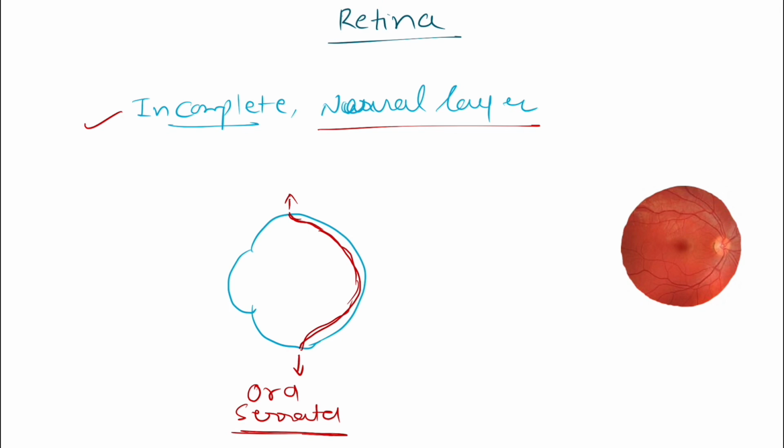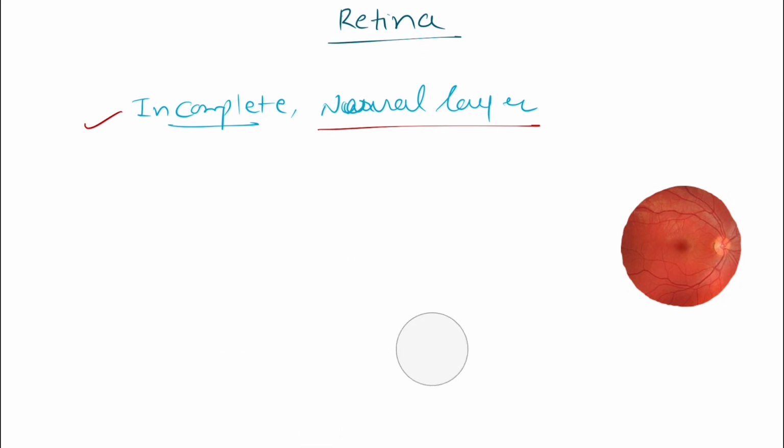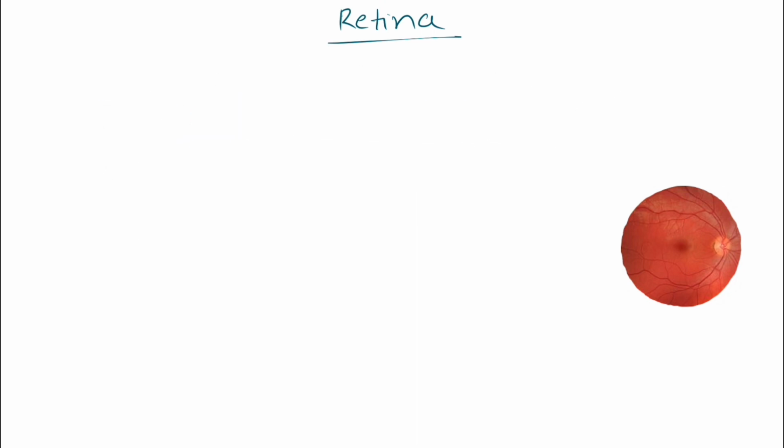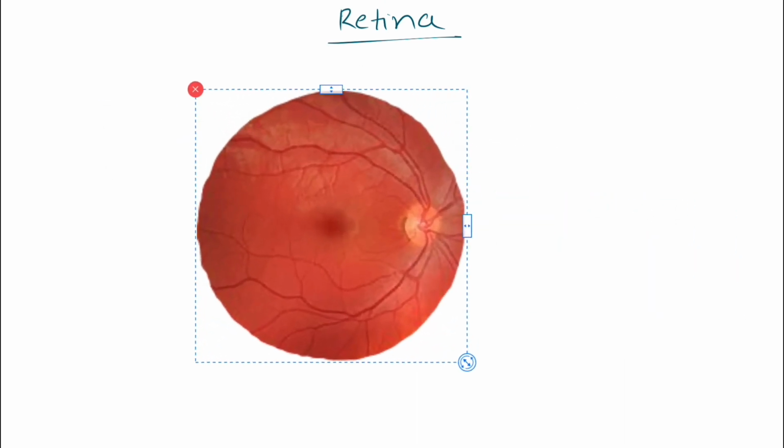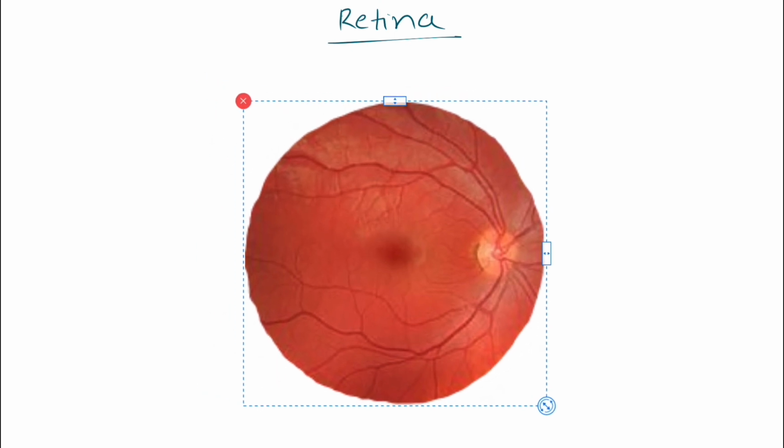Okay, let's talk about the parts of the retina in general. You must have seen this photo somewhere. This is known as fundus. What is fundus? Fundus is the view of the eye, the inside and back view of the eye. Whenever we do ophthalmoscopy, we see this view. In the fundus we can see some parts of the retina. Let me show you.